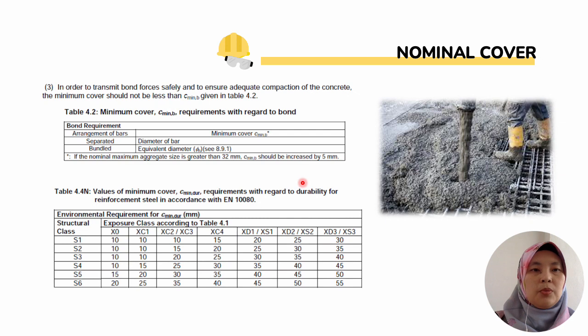These are the tables that we will be considering in the determination of the nominal covers. We have the minimum cover with regards to bond, whereas we are going to consider the arrangement of bars, whether it is separated or bundled. Therefore the minimum cover for C minimum bond will be based on the diameter of the bar. Then we also have table 4.4N, which gives us the values of minimum cover with regards to durability. For this one, we are going to refer to the exposure class that I've mentioned in the previous slide, whereby we look into the conditions of exposure that our structure is exposed to, and then determine the class designation as well as the structural class. The structural class is basically based on the design life of our structure, and what is given here is the C minimum value in millimeters.